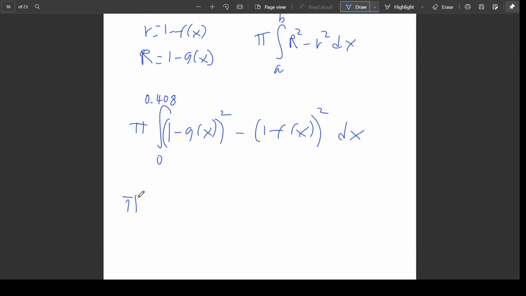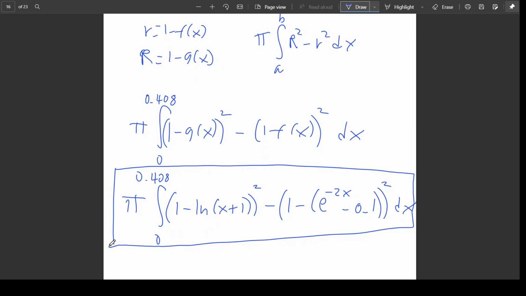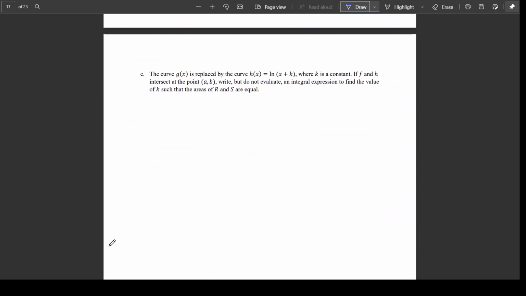Now I have it written down on my paper here, so I'm just going to save you the time of going up and down and up and down, and I'll just write it here. So it's going to be 1 minus, g of x is ln of x plus 1, so 1 minus ln of x plus 1, squared, minus 1 minus f of x. So f of x is e to the negative 2x minus 0.1, so it's going to be 1 minus e to the negative 2x minus 0.1, squared, dx, and there's your answer. Okay, squeeze that in there, there we go. There's your answer.